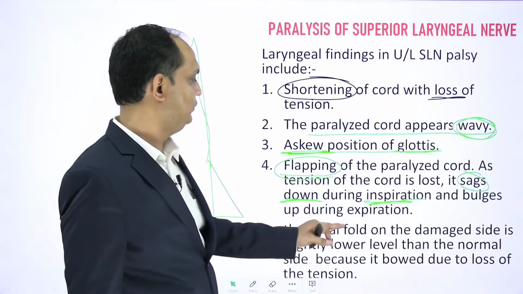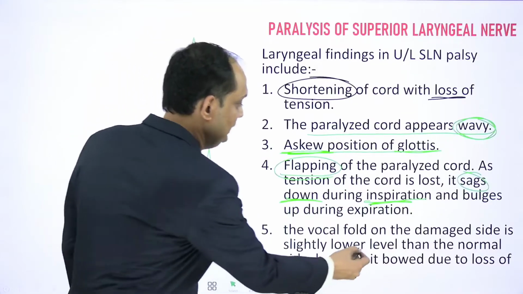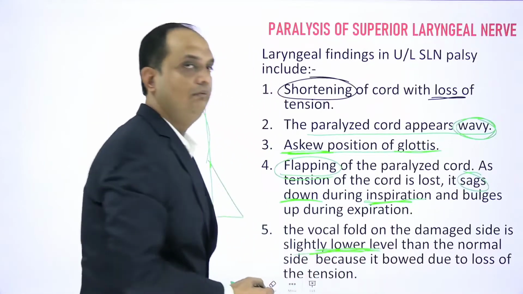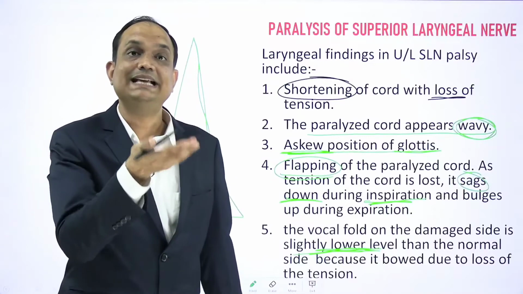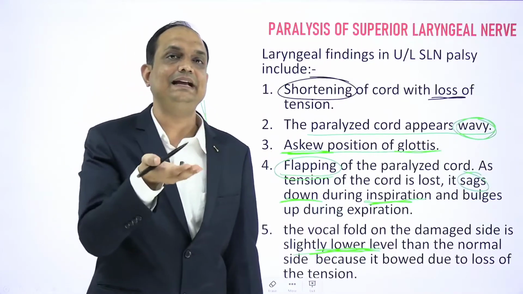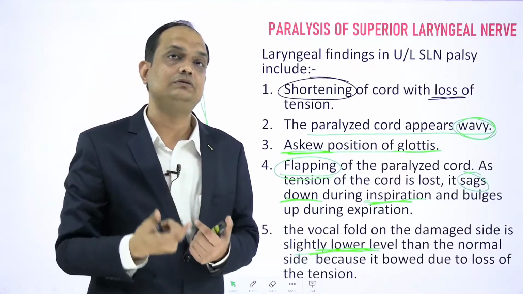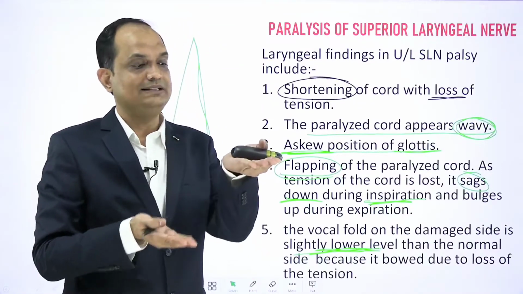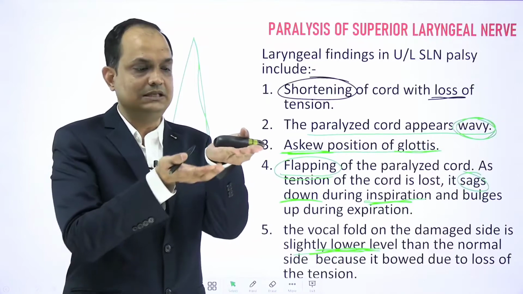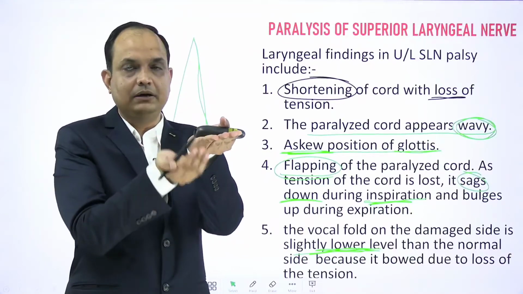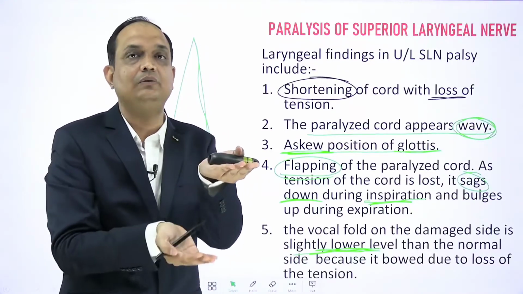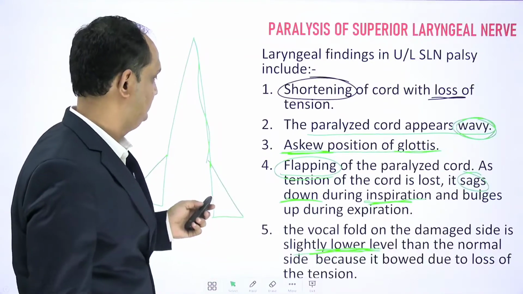The vocal fold on the damaged side is at a slightly lower level. Why lower level? Because of the sagging. There is a sagging down due to the lack of tension. When you do laryngoscopy, you will realize that the normal side is at, suppose, this level, and this affected side is a bit lower because it sags down due to the lack of tension.